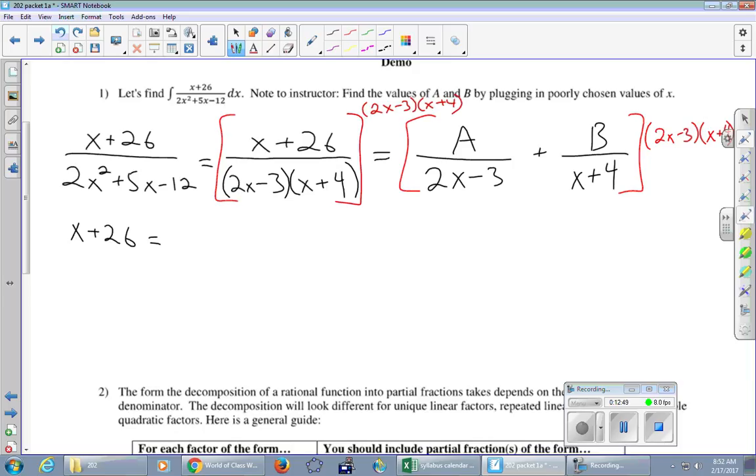So you're going to imagine taking all of this and distributing it to the two fractions that you see in here. When I distribute that red stuff to the first fraction, what cancels? 2x minus 3 cancels, and so I'm left with an a on the top and also the x plus 4. See that? So that's what we have here. A times x plus 4.